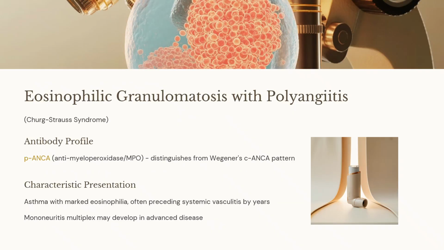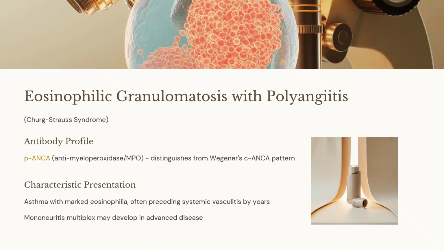What happens with eosinophilic granulomatosis with polyangiitis? This is known as Churg-Strauss syndrome. Here the P-ANCA antibody is positive, while in Wegener's we had C-ANCA and anti-proteinase. Here we have P-ANCA and anti-myeloperoxidase. So this is characterized by an eosinophilic predominant presentation, such as asthma with marked eosinophilia and systemic vasculitis.